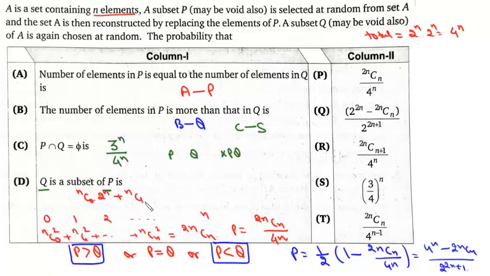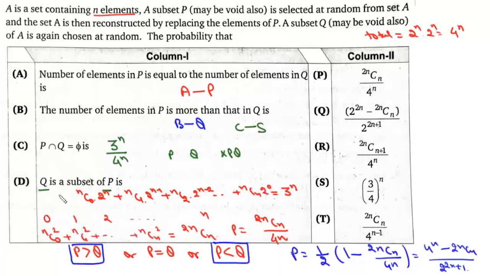Now if there is 1 element in Q, now that element is already present in P, then for the remaining n minus 1 elements, we'll have 2 to the power n minus 1 choices. And then it will be nC2 times 2 to the power n minus 2, and then it will be nCn times 2 to the power 0, which is nothing but binomial expansion of 3 to the power n.